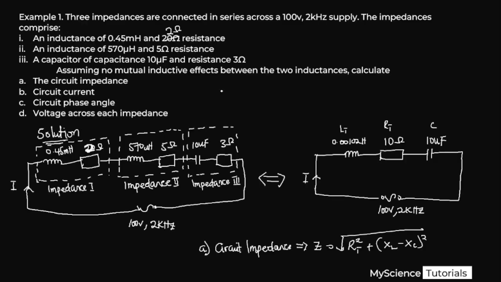We say that our impedance Z is equal to the root of R squared plus, in brackets, XL minus XC squared. But if we look at the parameters that we have, we know R total, but we only have LT and C. We don't have XL and XC. So we need to find what XL is, and what XC is. Once we find these two, we can substitute them into this formula to get our impedance.